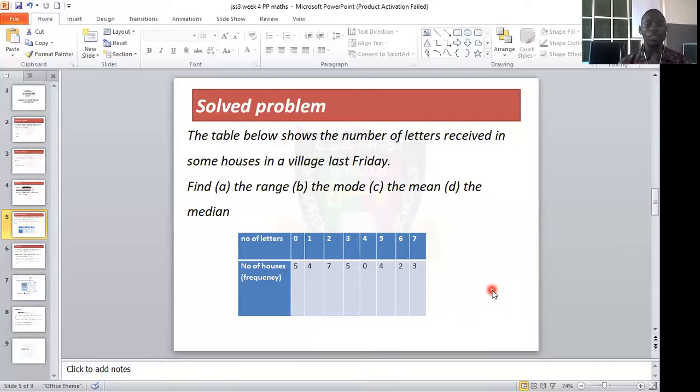So find the range, the mode of the letters, the mean and the median of the letters. How do you find the range? Range is the highest number minus the lowest number, which you can get from here. The highest number here is 7 minus 0. That gives the range of the letters. The mode is the number that appears the most. The number of letters received by the houses is 7. And the mean, we use our formula and calculate, to get the median.